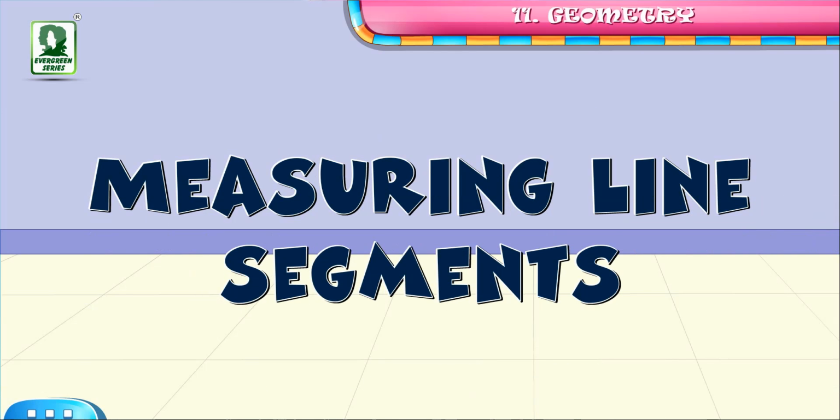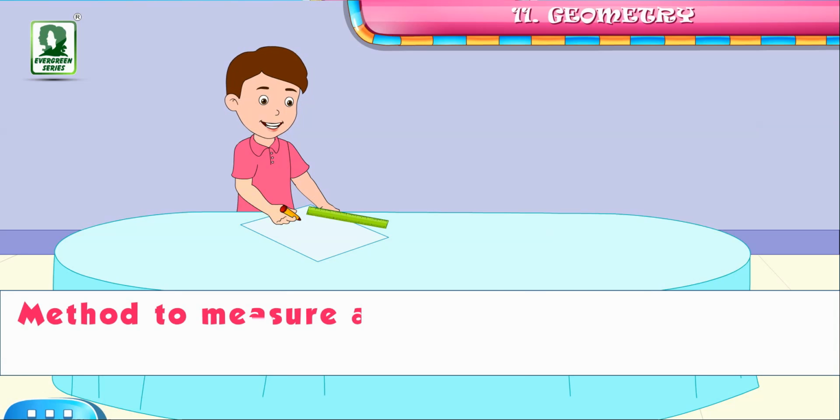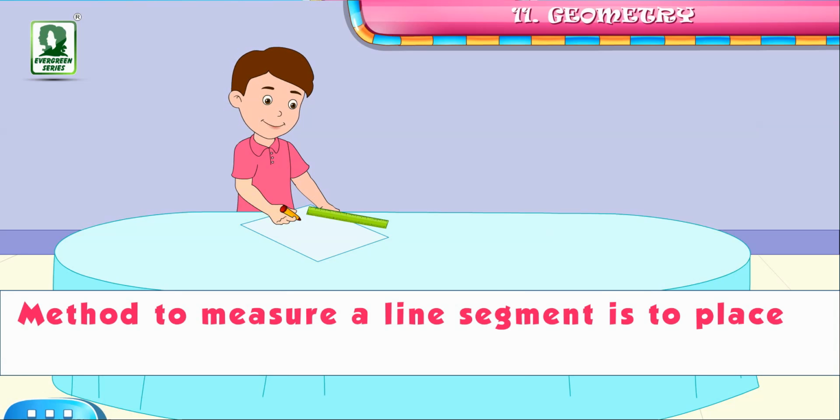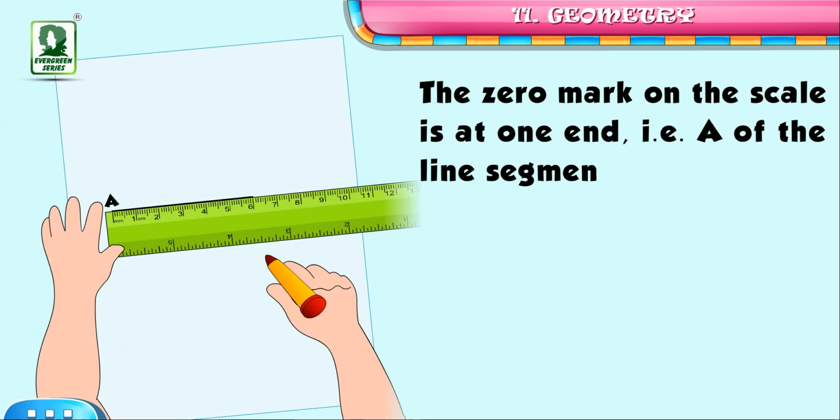Measuring line segments. Here is a line AB. We have to measure the line segment. First, we will place a ruler on the line. The 0 mark on the scale is at one end, that is A of the line segment.